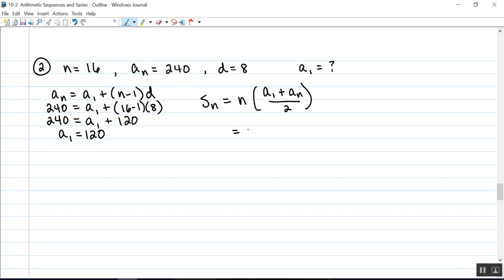So n is 16 times a sub 1, 120, plus a sub n, which is 240, over 2. So just simplifying that, plugging that into my calculator, 360 divided by 2 times 16 gives me 2,880.